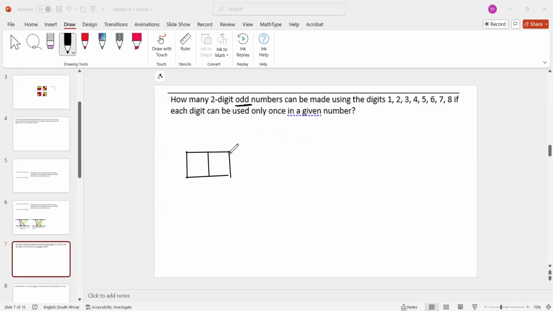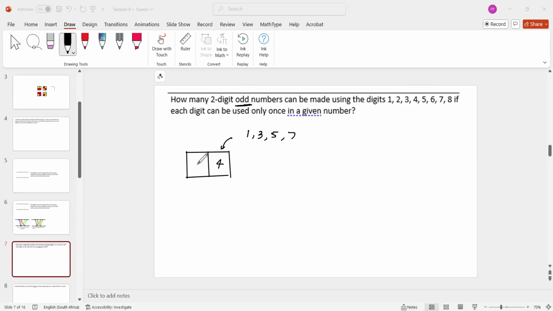Now that's interesting. It means that the last digit is restricted. It's an odd number. So what can go in here? From these numbers, you can have 1, 3, 5, or 7. You're not allowed to put any of the others, because an odd number will always end in an odd digit. It cannot end in an even number. So there are 4 ways in which you can fill this box, the units digit. And now the question is, in how many ways can you fill the other one?